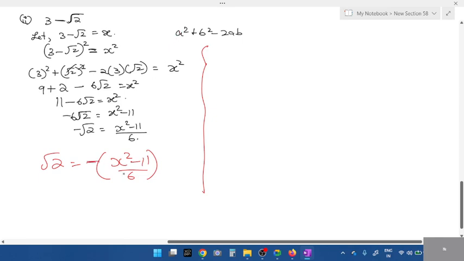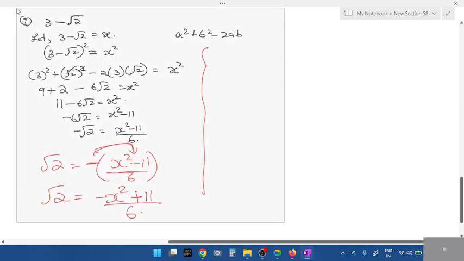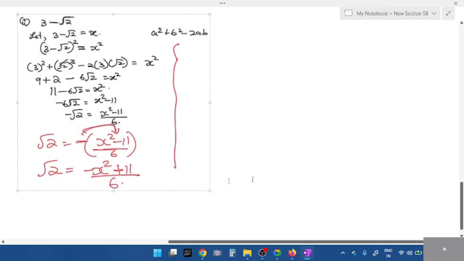Open this bracket. Minus, you have to multiply in the numerator. What do you get? If you multiply minus into plus x square, how much is it? Minus x square. What is minus into minus? Plus 11 divided by 6. And if you rearrange this equation, you'll get root 2 is equal to, keep the positive number first, 11 minus x square divided by 6.